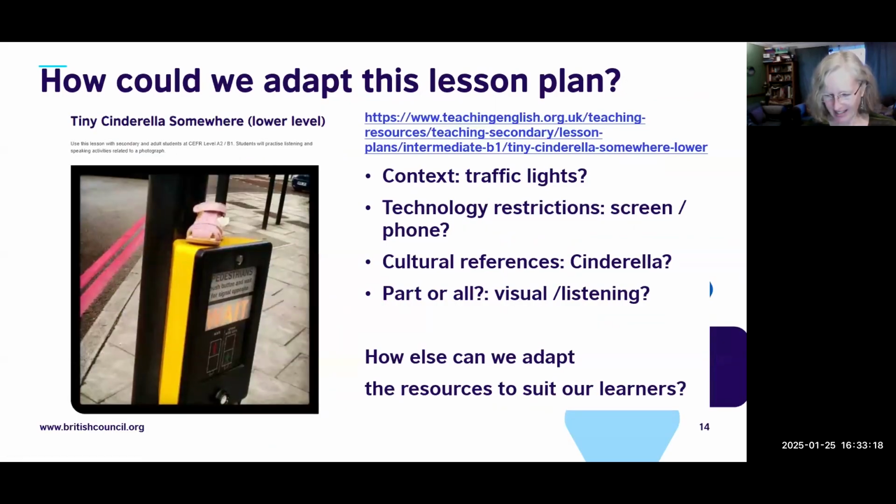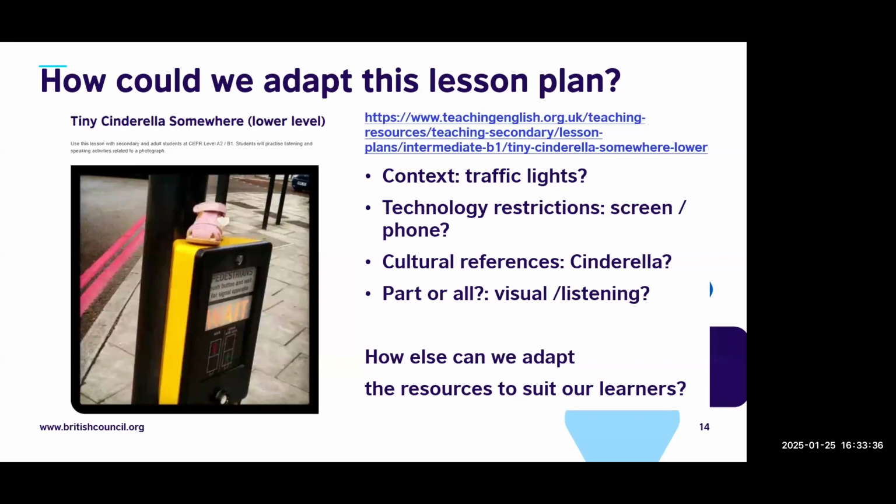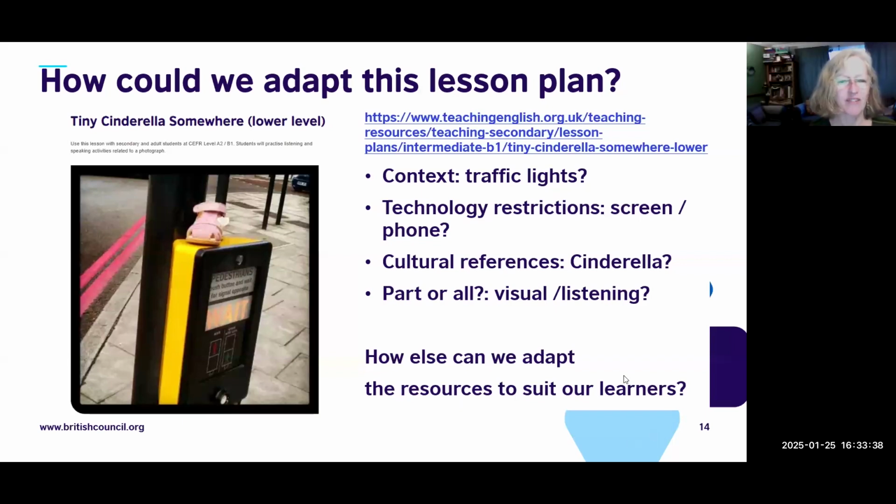So now we're going to look at this lesson plan and how we can adapt it. I don't know if anyone has seen this lesson plan or used it in class. It's one of the hundreds and hundreds of ready lesson plans on the teachingenglish.org.uk website. There are so many there, and of course we can't work through them all, but we can have our favourites and share our favourites with other teachers we're working with.